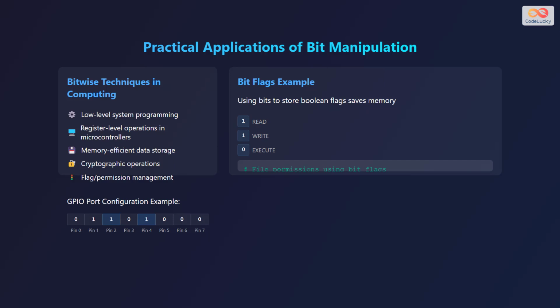The bits in this register represent the configuration of different pins. Using bits to store Boolean flags saves memory. A file permission example using bit flags is shown. The read permission is 1, write permission is 2, and execute permission is 4.